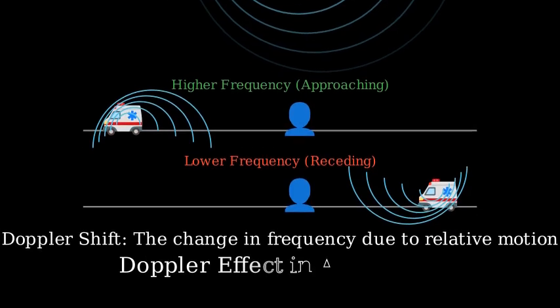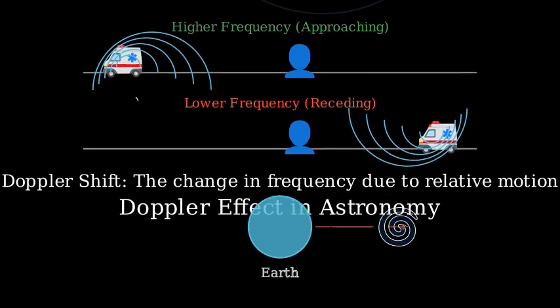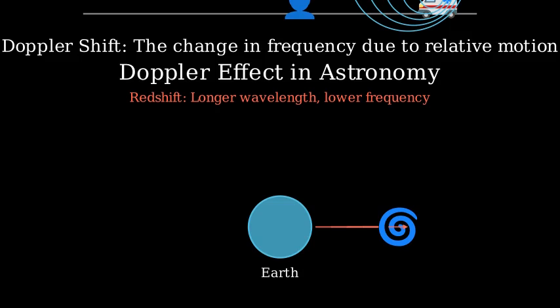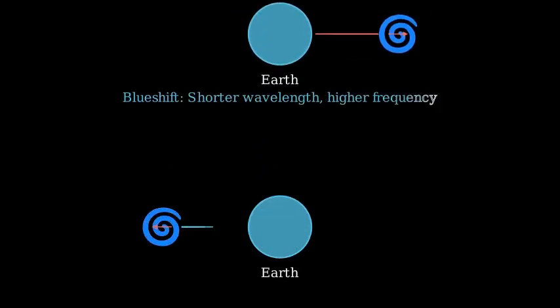The Doppler effect isn't just limited to sound waves. It also applies to light waves in astronomy. When a star or galaxy is moving away from Earth, the light waves get stretched out, shifting toward the red end of the spectrum. This is called redshift. Conversely, when a star or galaxy is moving toward Earth, the light waves get compressed, shifting toward the blue end of the spectrum. This is called blue shift.